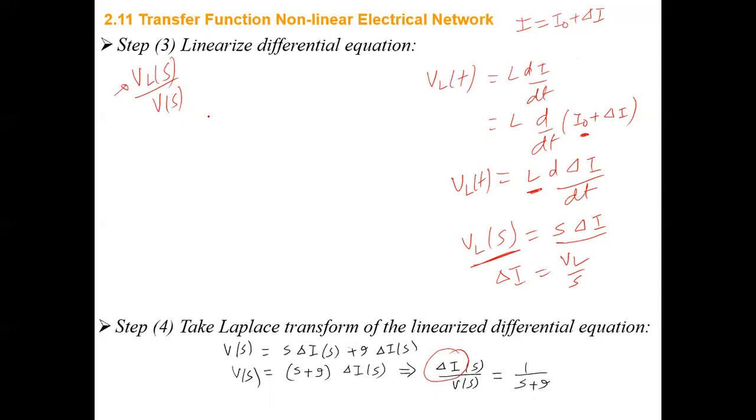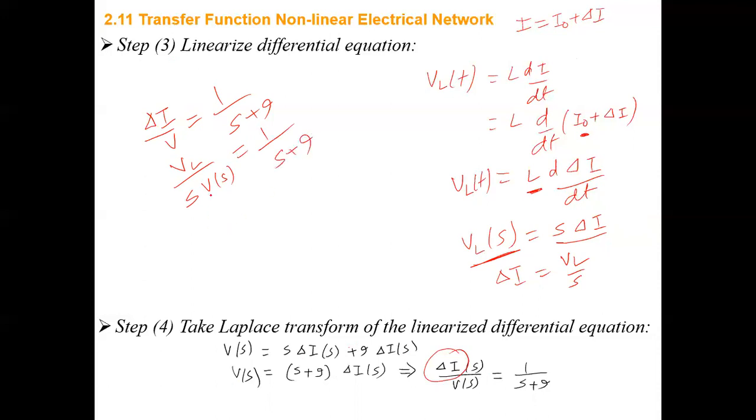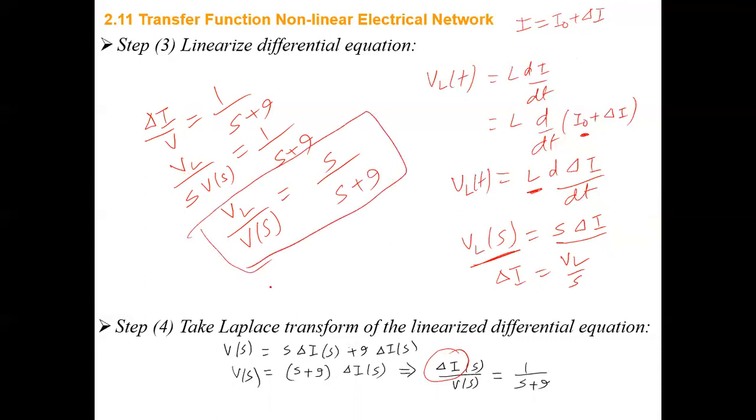So that's why I'm excited, because your delta I over VL is known, which is 1 over s plus 9. Now I know the relationship between delta I and VL. So this is VL over s VS equals 1 over s plus 9. So how do you find your VL over VS? s over s plus 9. This concludes your chapter 2.